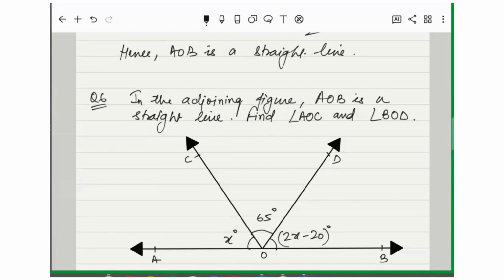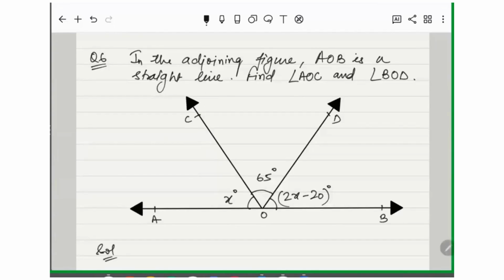Question number 6. In the adjoining figure, AOB is a straight line. Find angle AOC and angle BOD. Okay, so we have to find angle AOC and BOD. Angle COD is already given, which is 65 degrees. Now you have to find angle AOC and BOD. For this, you first need to find the value of X, and after that, you can easily find AOC, which is already X, and BOD. So can you do it on your own? Try it, right?